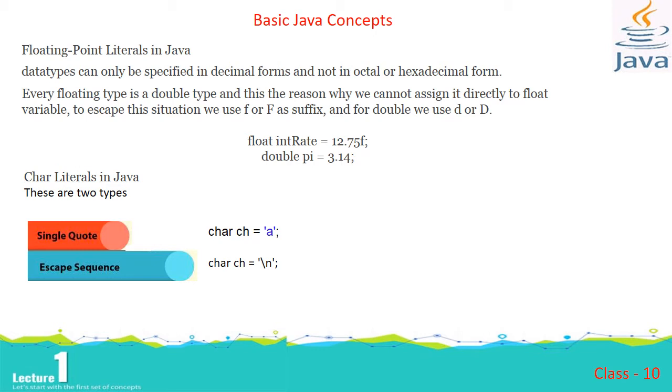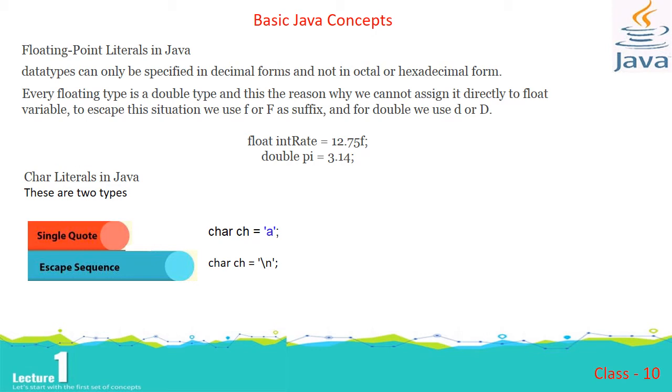So if we have to specify a float, then we write, say, float, and the number should be suffixed with f. If it is a double, then we can even leave it; say 3.14 means it is a double, or we can use d as a suffix with a number.